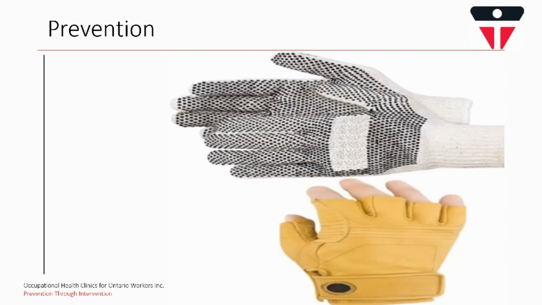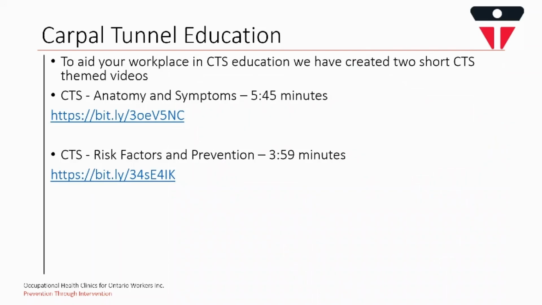Now, the next part of the presentation is going to look at some of the educational as well as preventative tools that we've created to help reduce the potential for developing carpal tunnel syndrome. The first is we've developed 2 educational videos that are found on our YouTube channel. The first is on CTS anatomy and symptoms, and the second is on risk factors, both occupational and non-occupational, as well as prevention that are available.